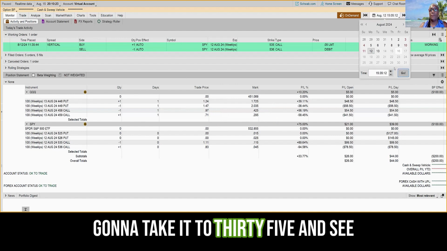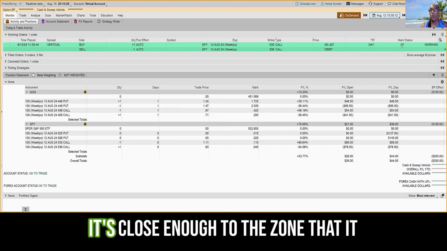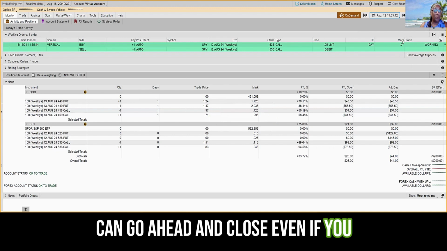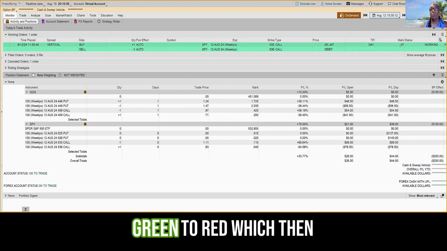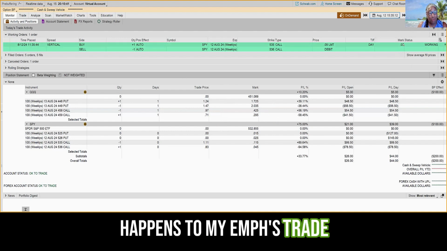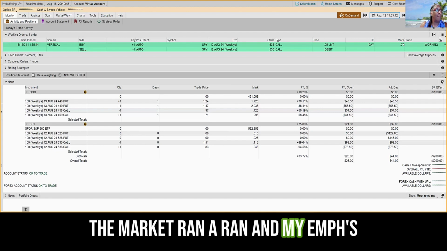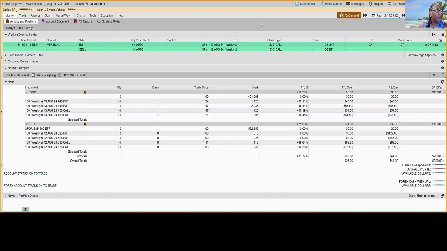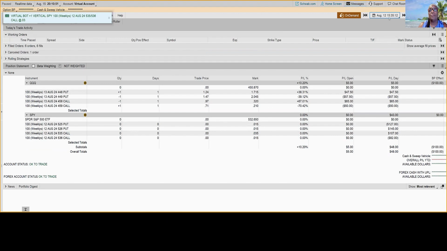I'm going to change it to 35, and I think we all know that this one here is going to go ahead and close. It's close enough to the zone that it can go ahead and close. Even if you need to make your adjustments to it, you can, to not let it go from green to red, which happened to my EMPH trade. Yesterday it was green, and today the market ran, and my EMPH trade is now red. Okay, looks like it closed for $3 instead of $5.